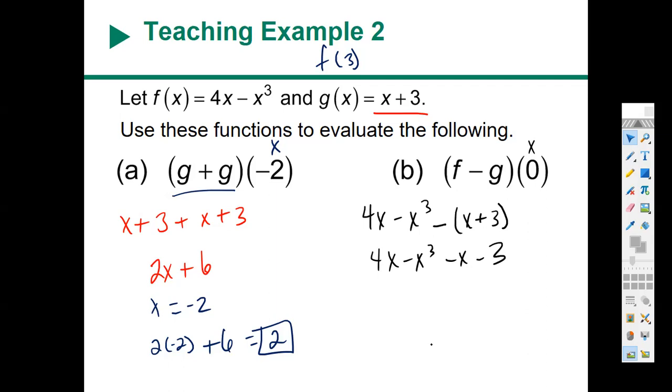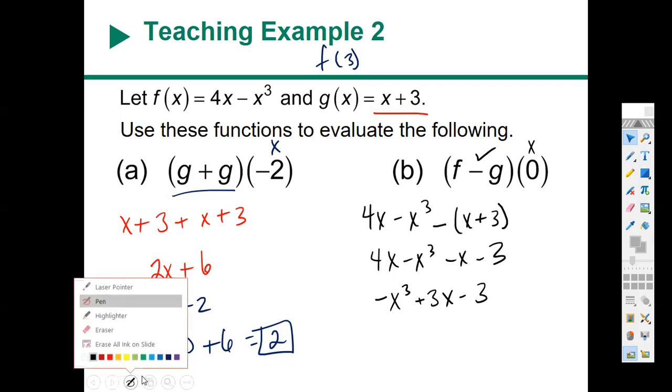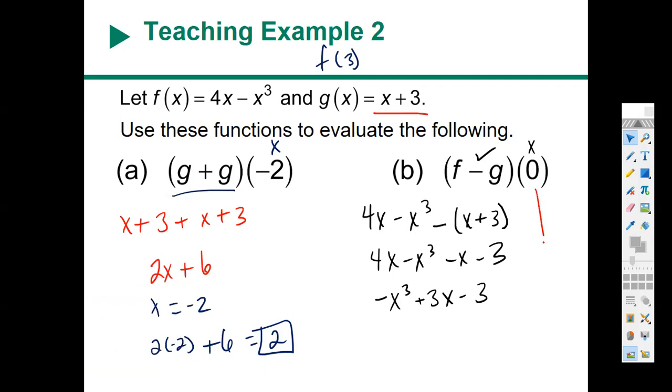Then we would simplify. So we end up with negative X cubed plus 3X minus 3. So this part is done. And then we're going to let X equal 0. So we have -0 cubed plus 3 times 0 minus 3. And what is the answer? -3.